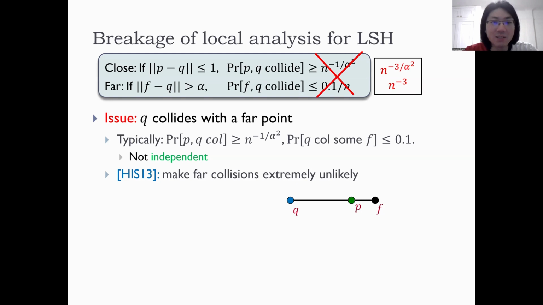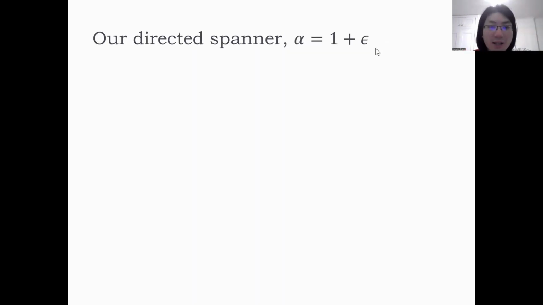So in order to have close points P and Q collide with probability at least 1 over n, alpha should be at least larger than √3. So here is the reason why HRS cannot achieve 1 plus epsilon approximation, because they lost a √3 factor here. So how do we get around this problem?